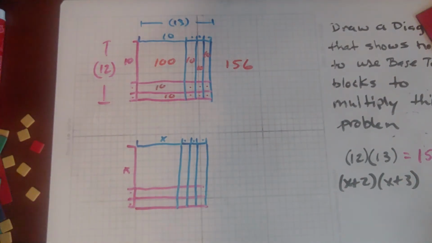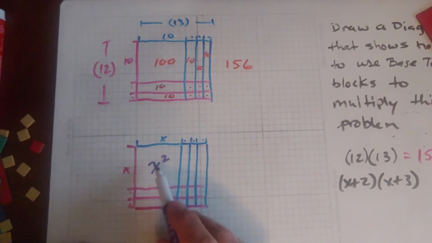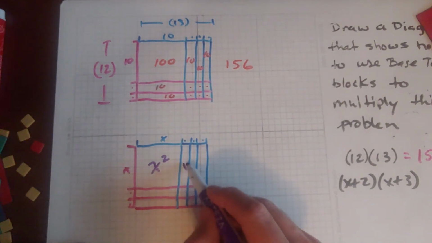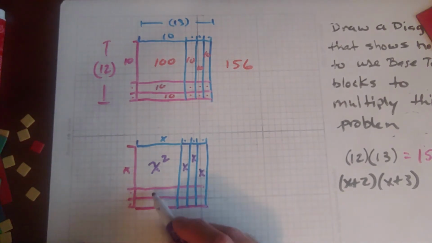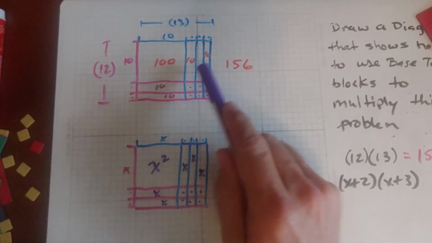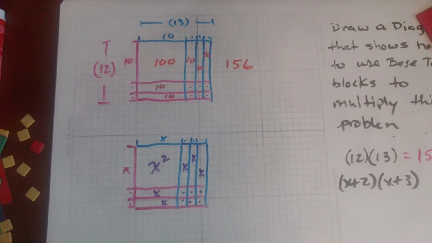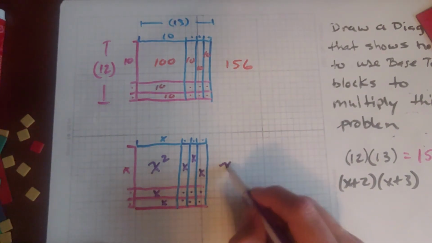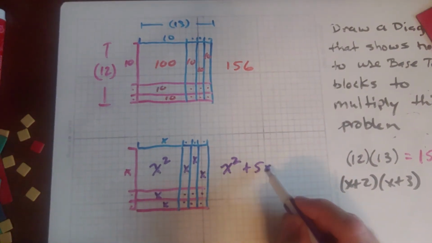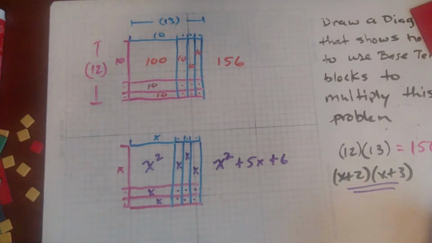And so what I'm left with is, this isn't 100, it's now x squared, because x times x gives me x squared. X times 1 gives me x, and then an x, and an x, and an x, and an x. And what we'll notice is, just like these 10s and these 10s could add together to give me 50, these x's and these x's could add together to give me 5x. So what I have here is x squared plus 5x plus 6. 1, 2, 3, 4, 5, 6. And that is what this is equal to.